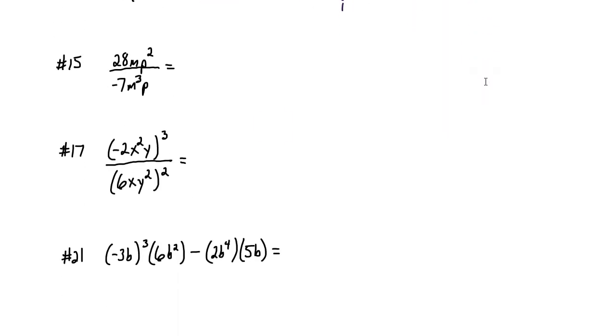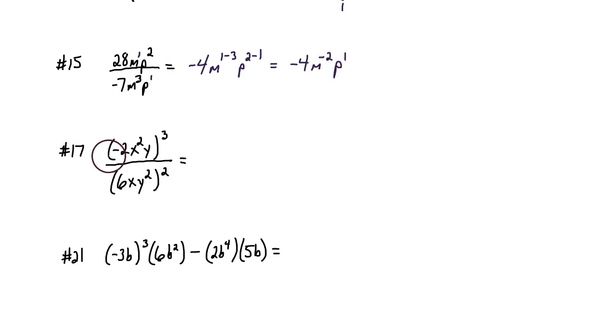Number 15, we have a division problem, just like number 13. Start with the numerical coefficients. 28 divided by negative 7 makes negative 4. Now we can worry about the variables. M to the 1 divided by m to the 3 is m to the 1 minus 3. P to the 2 divided by p to the 1 is p to the 2 minus 1. So the answer is negative 4, m to the negative 2, p to the 1.